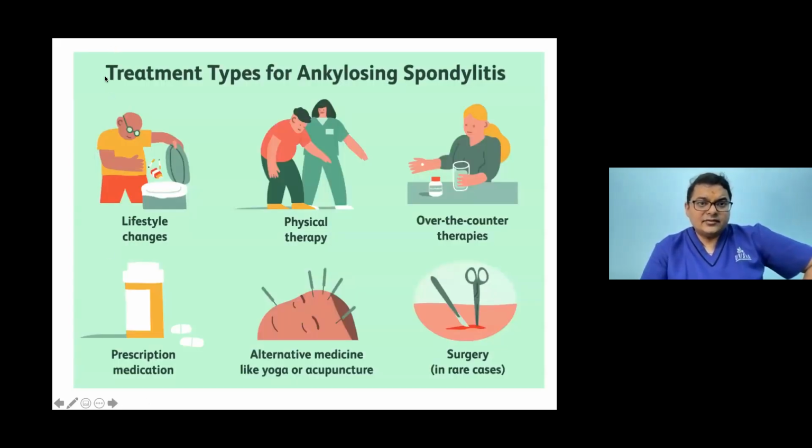So if we come to the treatment part of it, what are the treatments in terms of ankylosing spondylitis? Lifestyle changes are very important. This is a picture showing cigarettes being flushed down the toilet. Nicotine makes the gene more virulent. It tells the gene, hey gene, go and attack this patient more.